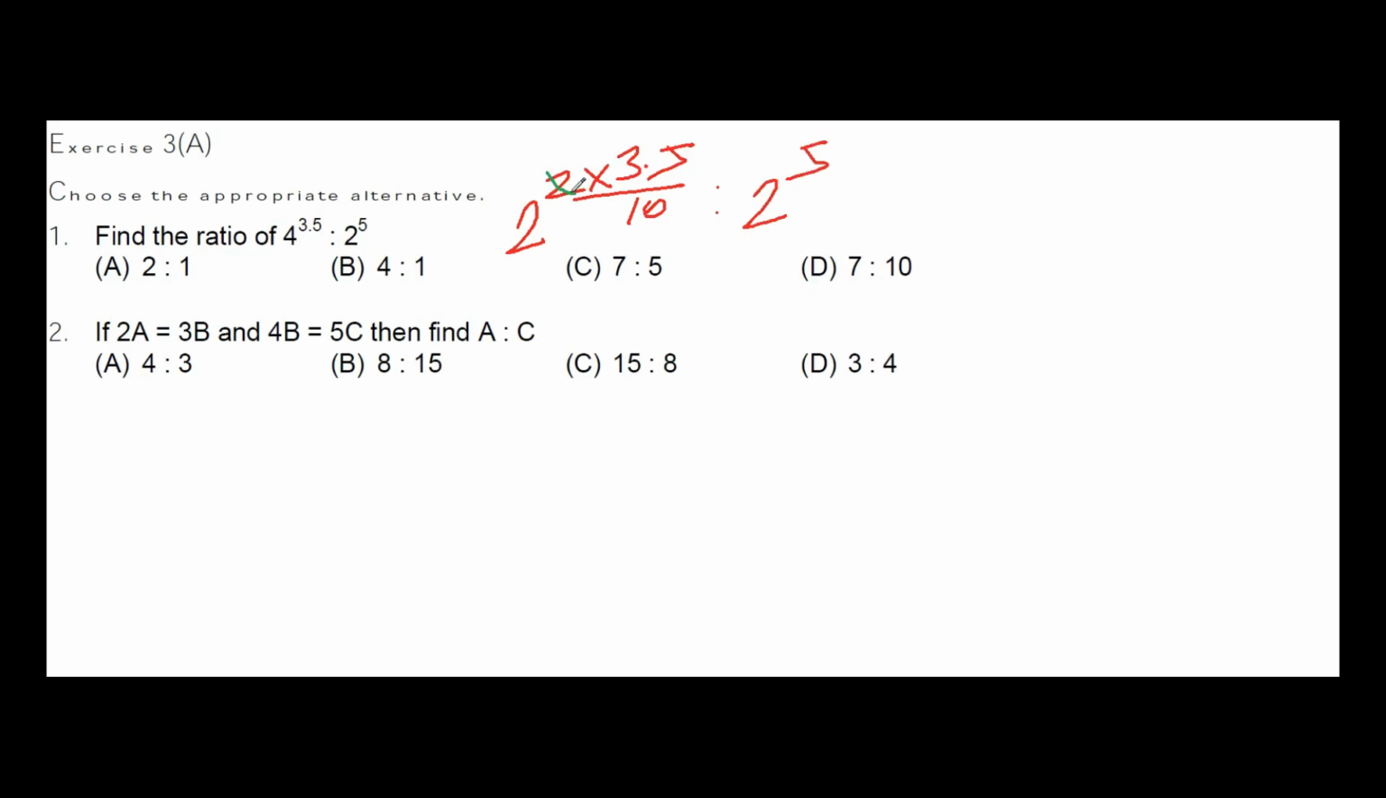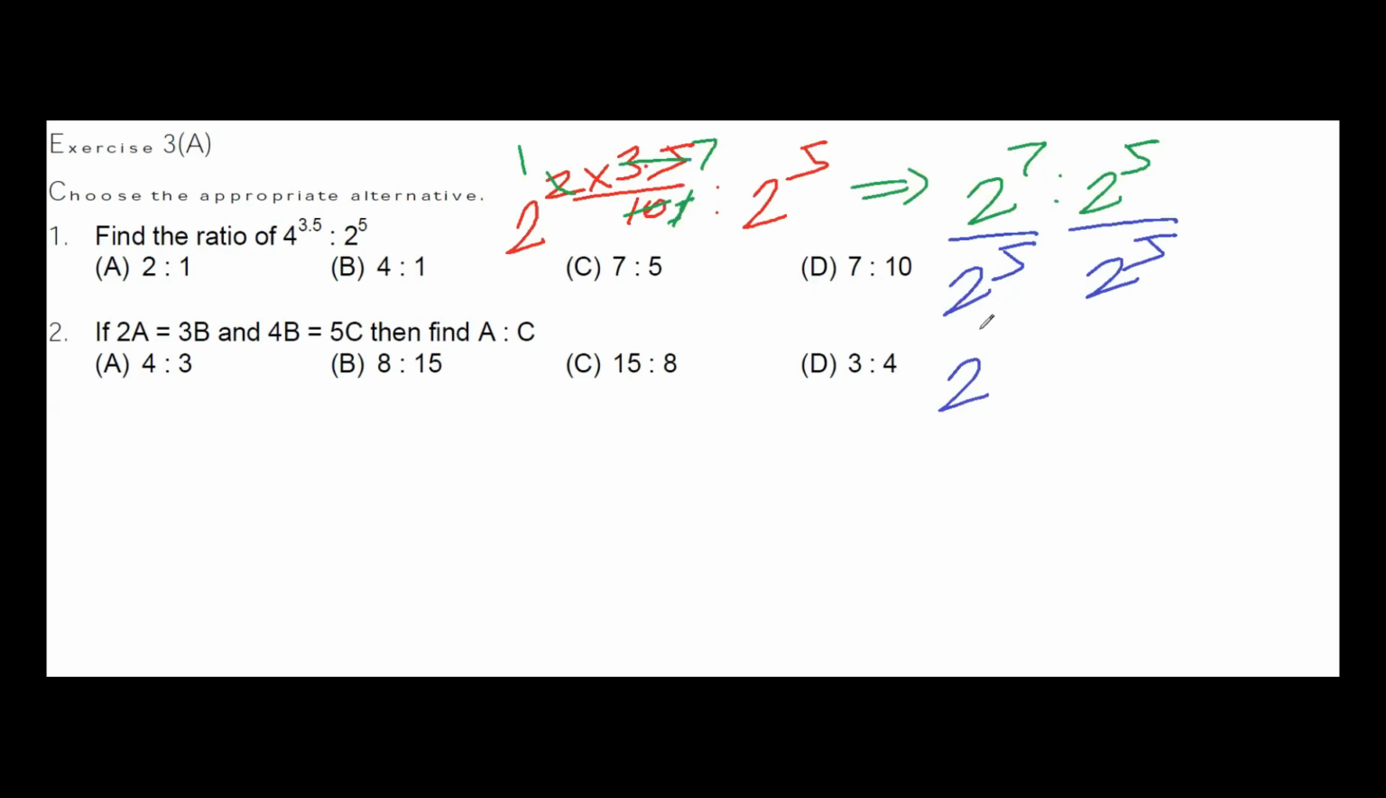So when I solve this, 2 ones are 2, 2 fives are 10, 5 ones are 5, 7. So what I am getting? I am getting 2 to the power of 7 is to 2 to the power of 5. Okay, here again, since this is a ratio, I can divide by 2 to the power of 5. Here also 2 to the power of 5. So here I will get 2 to the power of 7 minus 5, which is 2, and this is 2 to the power of 5 divided by 2 to the power of 5, which is 1. So this ultimately will give me 2 square, okay, is 4. 4 is to 1. So B is the answer.